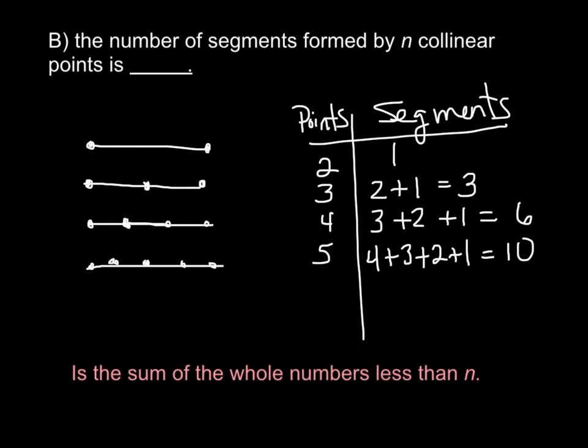Is the sum of the whole numbers less than n? So if I had 5, I added all the whole numbers less than that. If I had 4, I added all the whole numbers less than that. If you had 18, you would add 17 plus 16 plus 15 and so on.